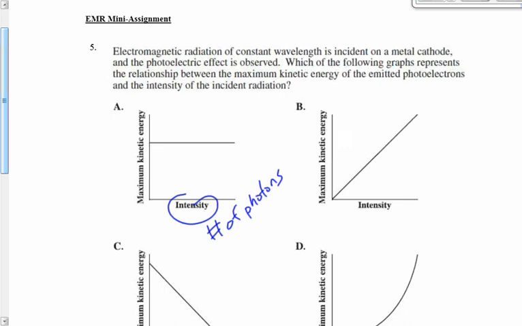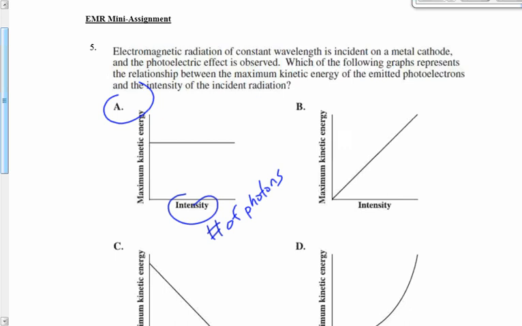The kinetic energy is related to how fast they're moving. There is no relationship between the number of photons and how fast the electrons move. If the number of photons doesn't affect the kinetic energy, then this would be our answer right here.